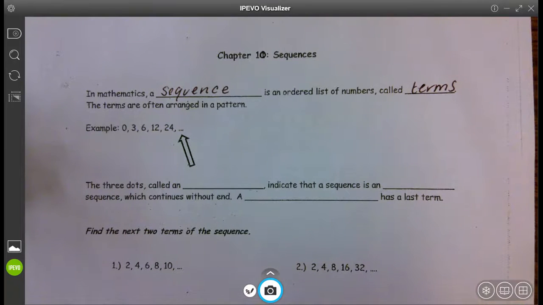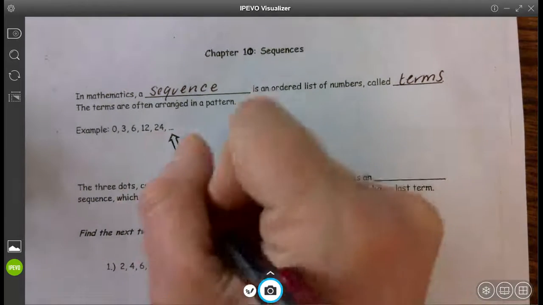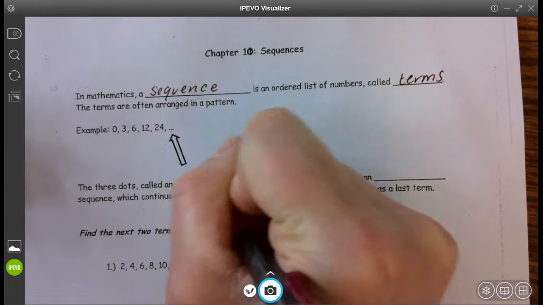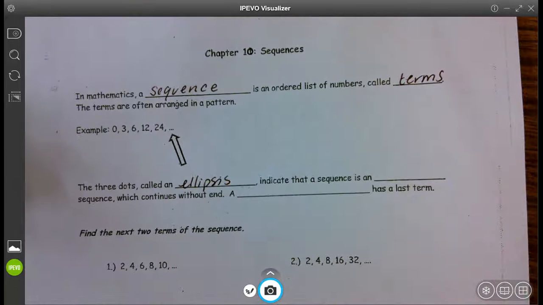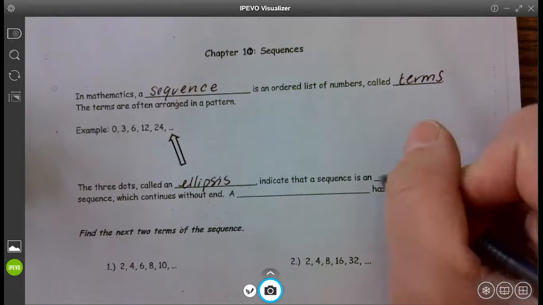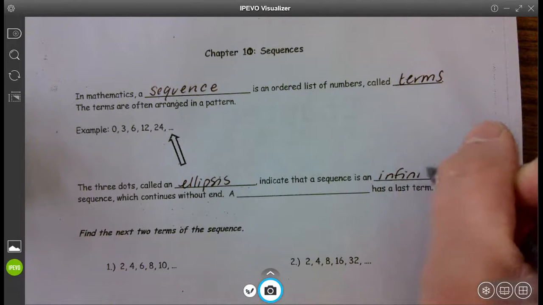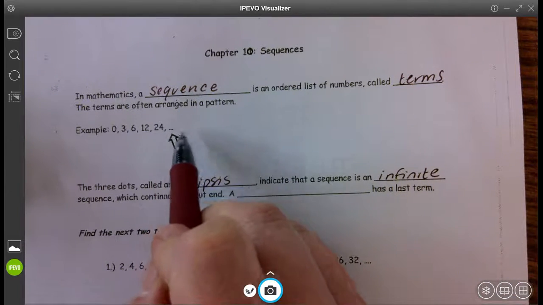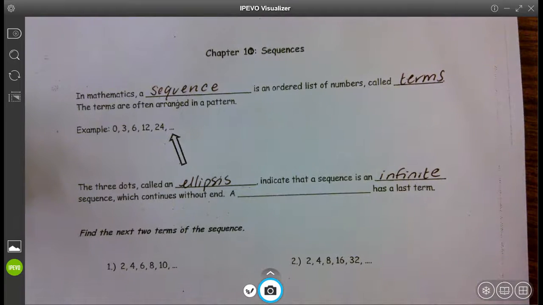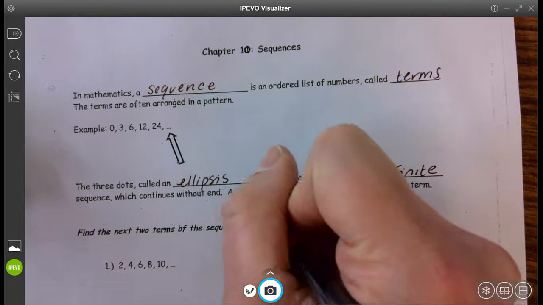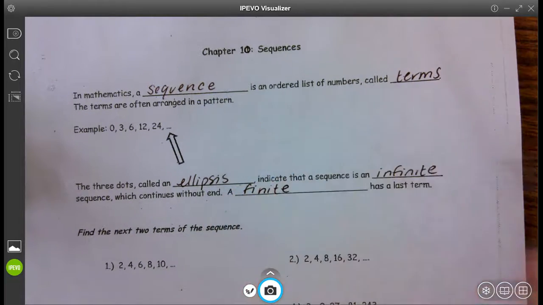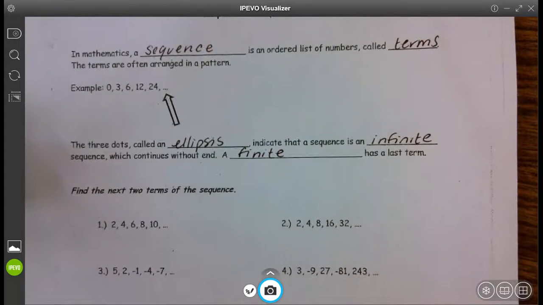Okay? The three dots, called an ellipsis, indicate that a sequence is infinite. So it's continuing on, so on and so forth. A finite sequence is one that ends. It has a last term.